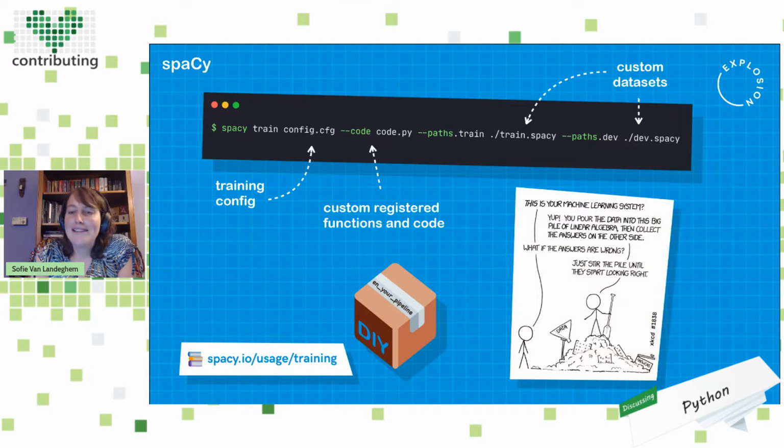Now, as machine learning goes, I think this XKCD comic is actually quite accurate. They're wondering how does machine learning work? Well, you just stir this pile of, let's call it a pile of data or a pile of parameters, long enough until the model starts looking right. This is kind of accurate.